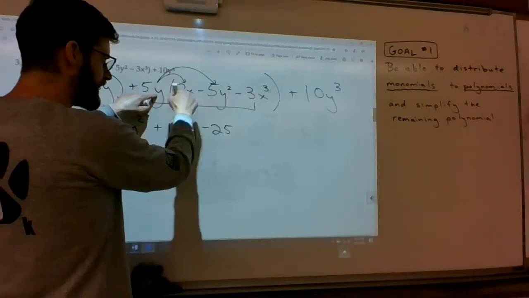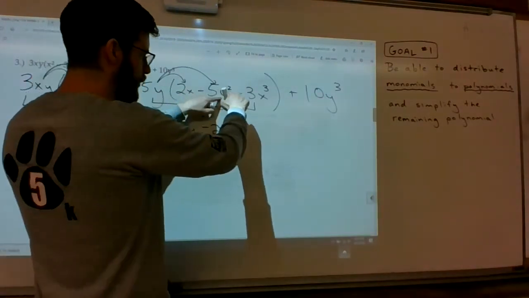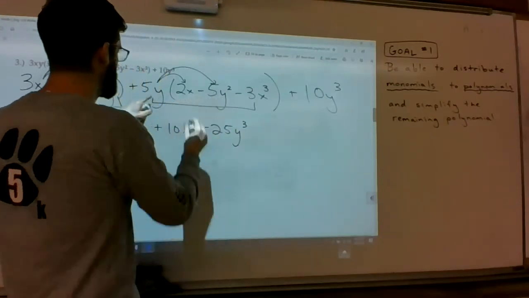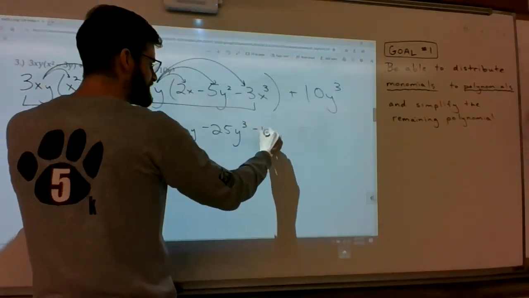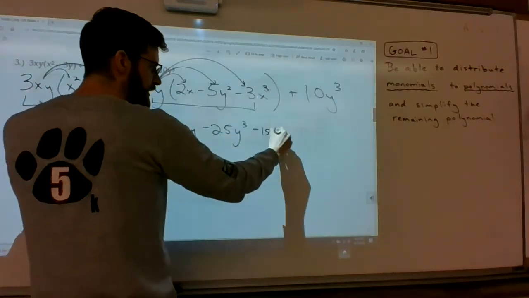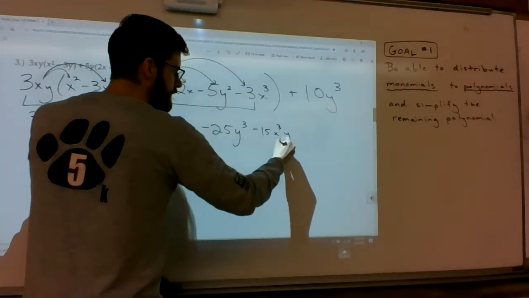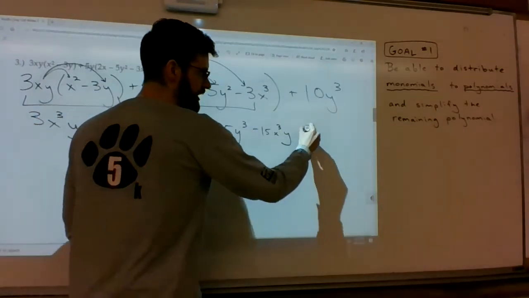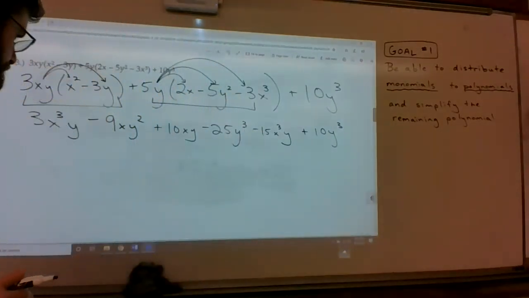You've got a y times a y squared, which gives you one extra power, a y cubed. And then a positive 5 times a negative 3 gives you a negative 15. There's an x cubed already there, and then we're multiplying that by y. And then this 10y cubed that's just chilling out here will eventually, hopefully, get into the mix.